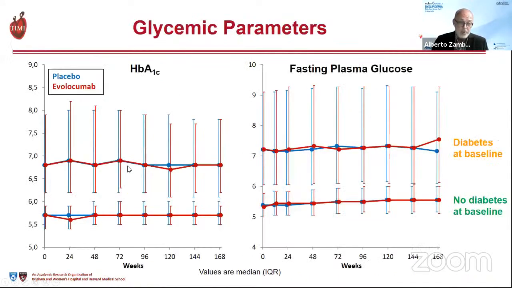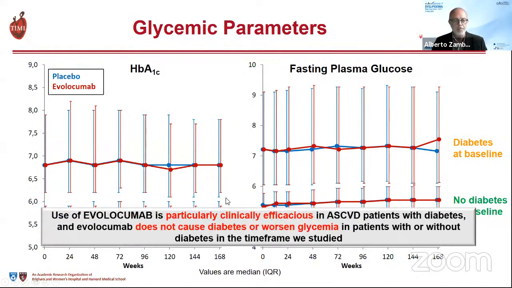Now, HbA1c, as you can see here, those with diabetes at baseline, the bottom is those without diabetes at baseline, no changes in the HbA1c or no differences between the two groups throughout the study. Fasting plasma glucose, once again, no significant changes, suggesting that the use of, in this case, of course, evolocumab was neutral in terms of glucose control, in terms of new onset diabetes, and particularly quite safe. So it was effective in terms of decreasing cardiovascular disease and not associated with any worsening of the metabolic control of glucose or new onset diabetes.